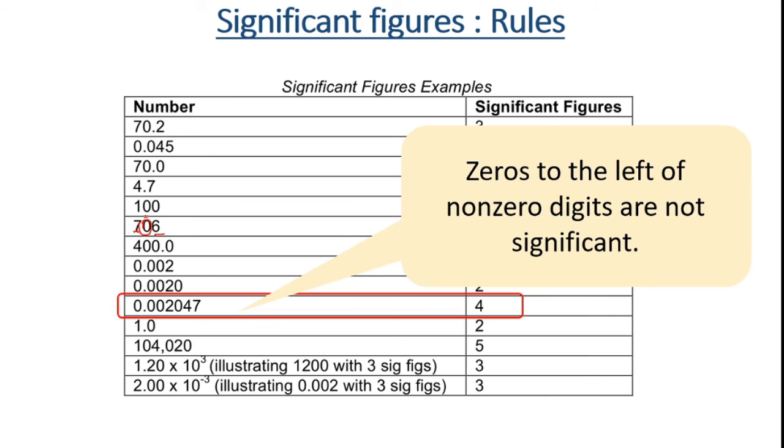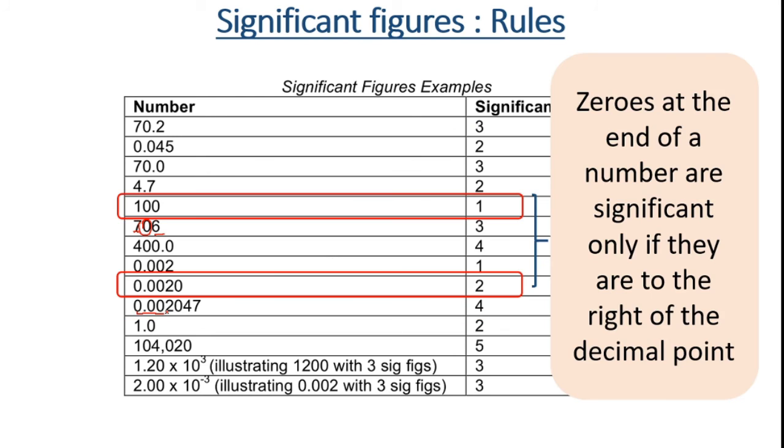Then zeros to the left of the non-zero digits are not significant. So for example, in this reading 0.002047, these 3 zeros are at the left of the significant figure 2, so they are not significant. Finally, zeros at the end of the number are only significant if they are to the right of the decimal point. So consider 2 examples.